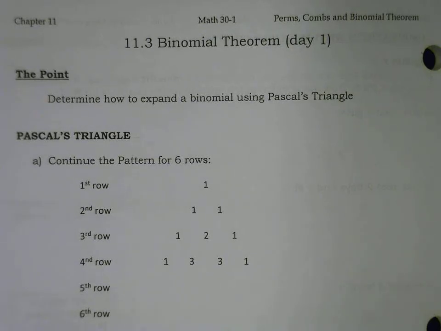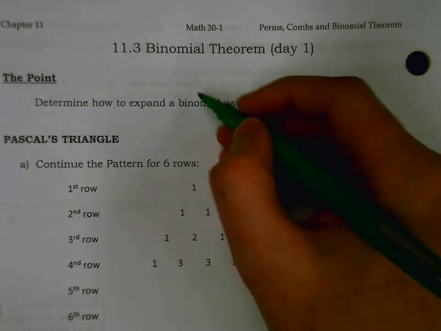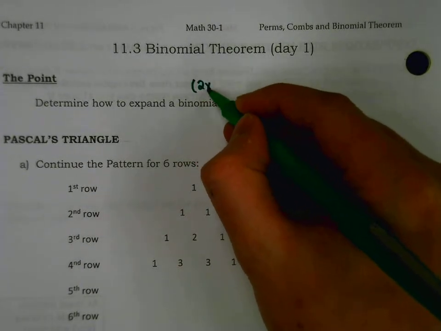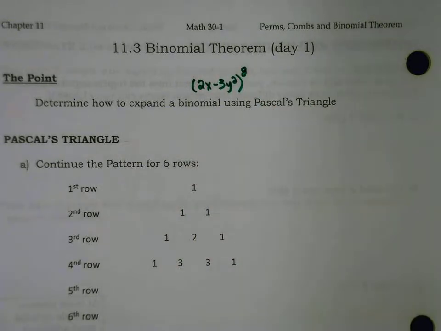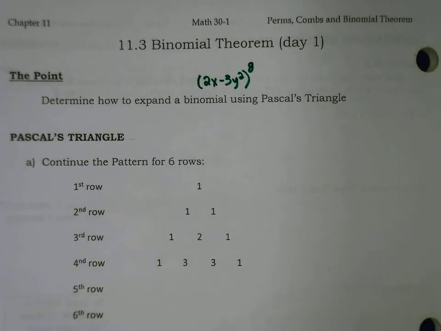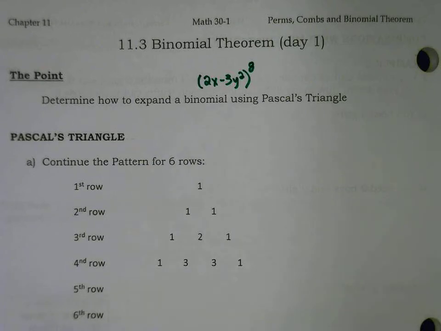Good day, Math 30-1s. Today we are expanding on the idea of permutations and combinations into something called the binomial theorem. So the point of today is to be able to expand something like (2x - 3y) squared all to the power of something crazy like 8. A task that seems quite complex and can be simplified using something called the binomial theorem.